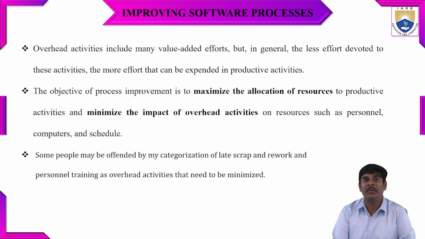So there we need to decide how much effort we need to keep for these activities, so that more effort can be used for the productive activities. The main objective of process improvement is to maximize the allocation of the resources. So we need to allocate the different types of resources to gain more productivity and to minimize the overhead activities. It means we need to provide efficient resources to gain more productivity, with very little overhead activity.